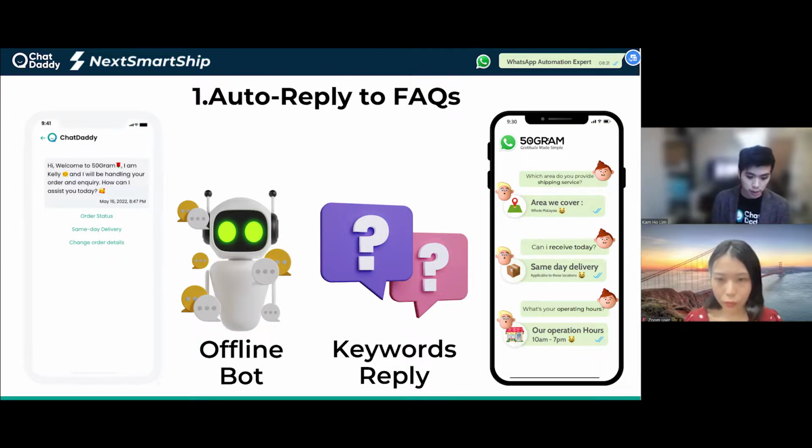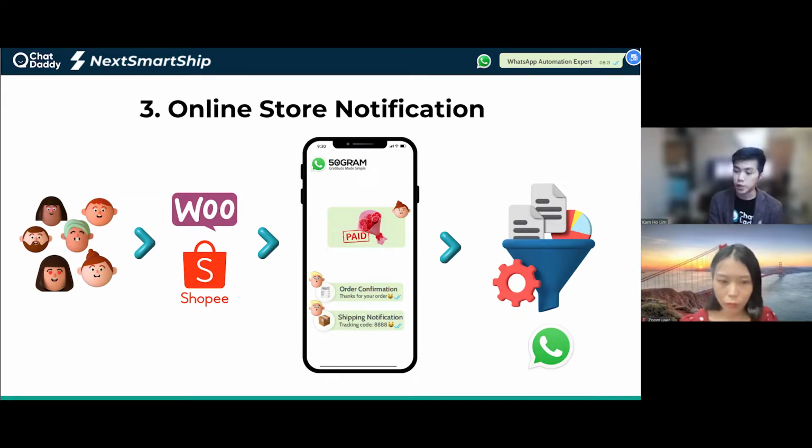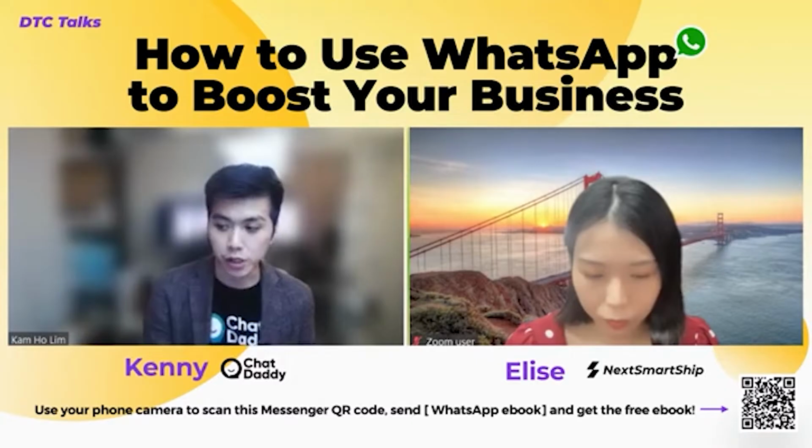The second part is we do online store notifications. Whenever someone buys from their shop platform, which is Shopee and WooCommerce, we help them send a notification. For example, an order confirmation, so we send something like thanks for your order. If it's a shipping notification, we send in WhatsApp, hey, your parcel has been shipped out already. So this is our shipping notification.